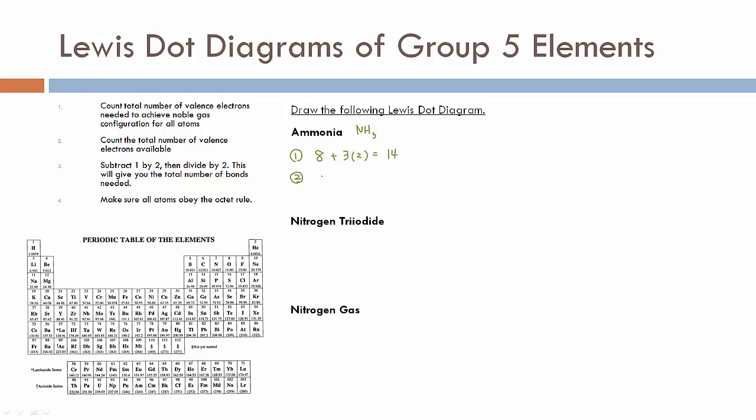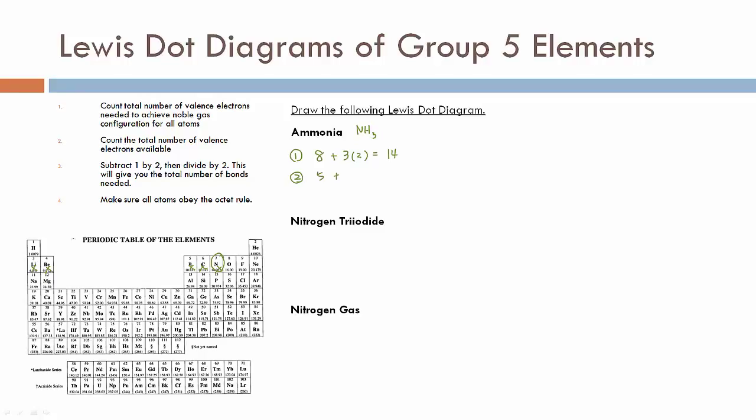Second step is to determine the number of valence electrons in nitrogen. Nitrogen is located right here. We'll go ahead and count from the left-hand side to determine the number of valence electrons. There are 1, 2, 3, 4, 5 valence electrons for nitrogen.